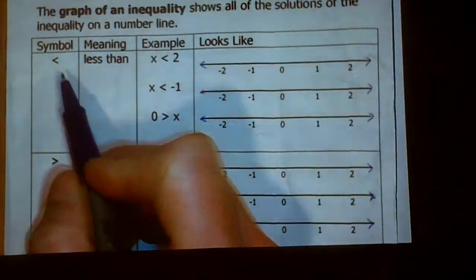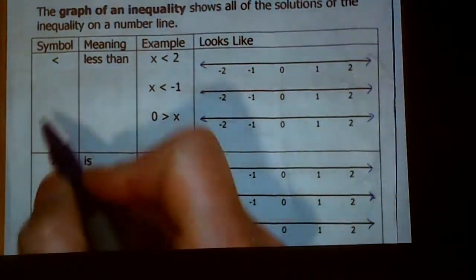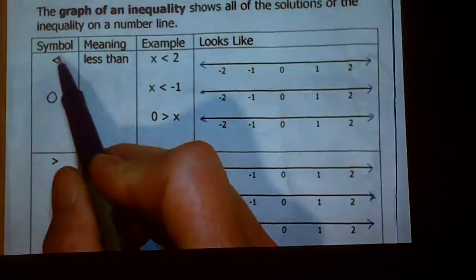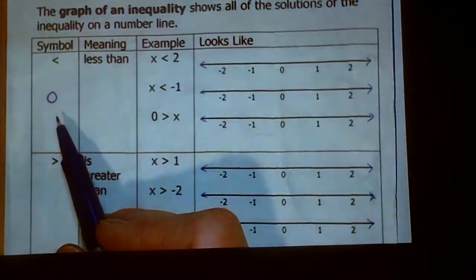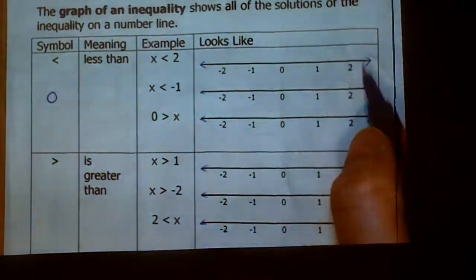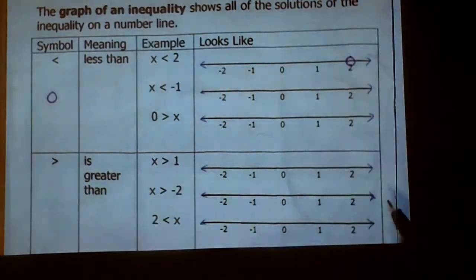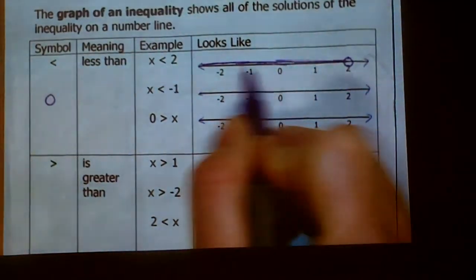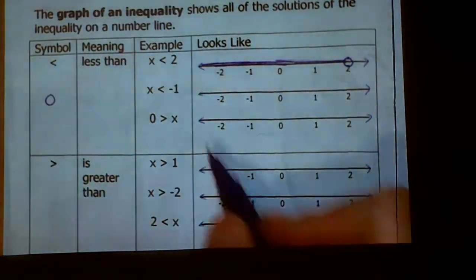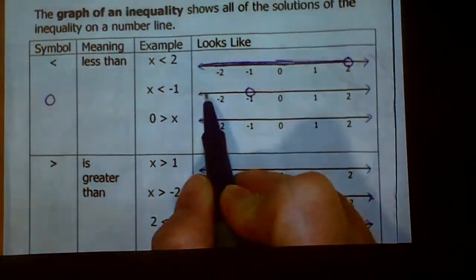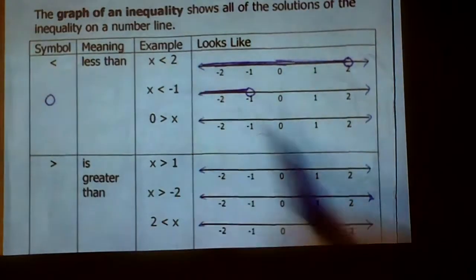If you see a less than symbol, when you make your graph, you're going to use an open circle on the amount that you want to represent, because if something is less than that, it means that it can't be that amount. So for example, if x is less than 2, x can't be 2, so I'm going to use an open circle on the 2. It can be all the values less than 2, though. For x is less than negative 1, x can't be negative 1, so I'm going to use an open circle at the negative 1. It can only be the values less than negative 1.